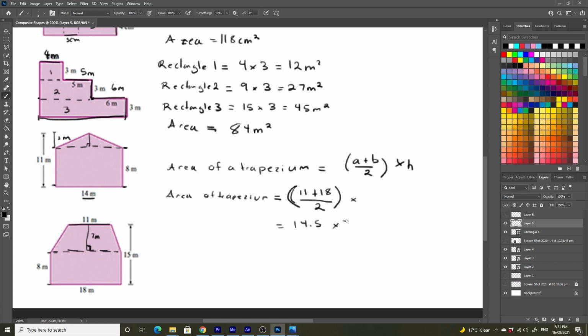So if we times this by 7, then what we should get is the area of our trapezium, which is going to be 101.5 meters squared. Now we just need to work out the area of our rectangle, which is going to be equal to length times breadth, which is going to be equal to 8 times 18, which is 144 meters squared. And we just add those together and we get our area.